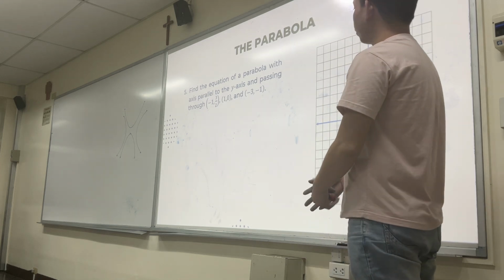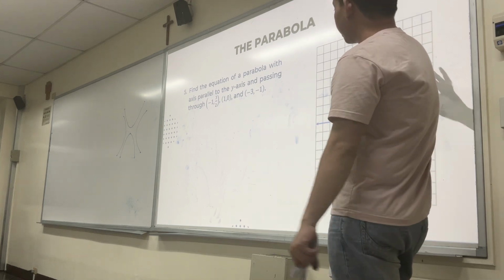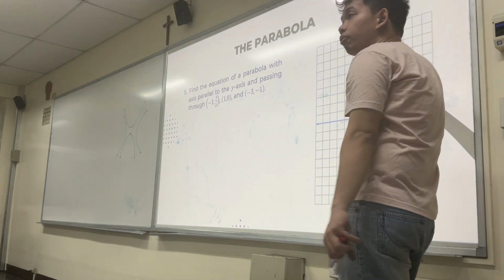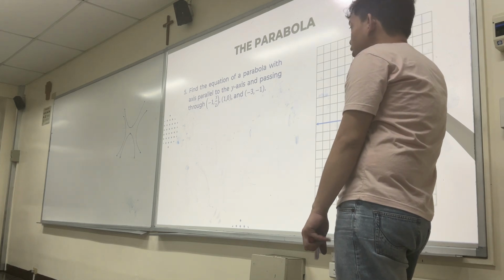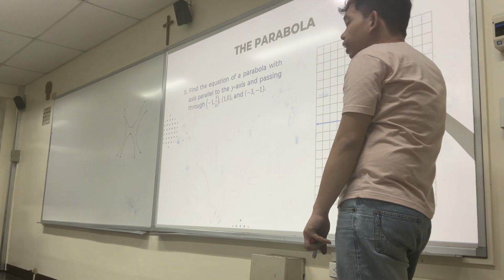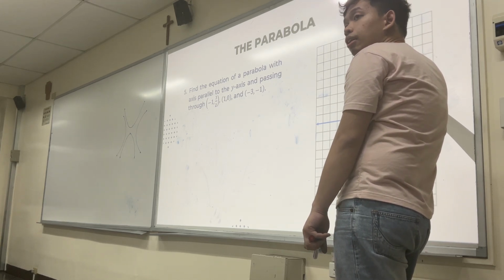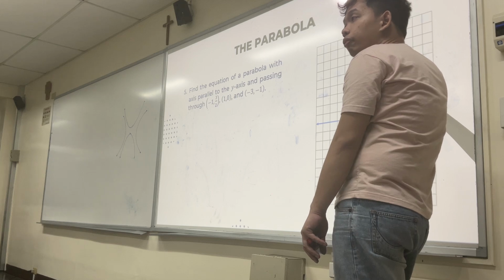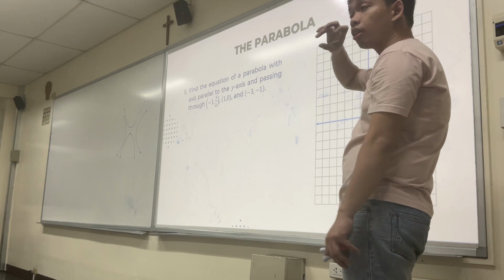Find the equation of a parabola with axis parallel to the y-axis and passing through the points (-1, 3/2), (1, 0), and (-3, -1). When you have the statement axis parallel to the y-axis, what is our curve? Opening where? Upward, downward, left, or right? So either up or down. We do not know yet if it is up or down.